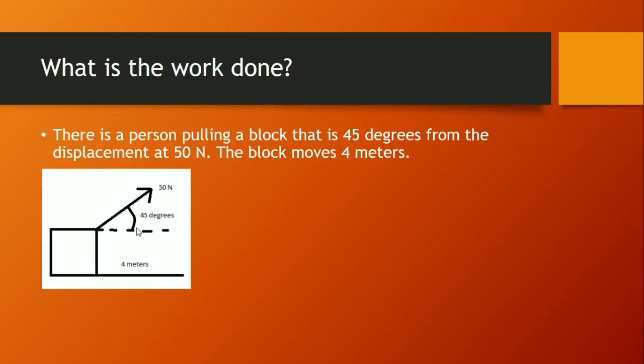So basically, if we look at our formula, work equals F d cosine theta. We have the force, 50 newtons, right here. We have the distance, which was 4 meters, sorry. And we have theta between force and distance, which is 45 degrees. So basically, we just plug that in our equation and we get our answer.